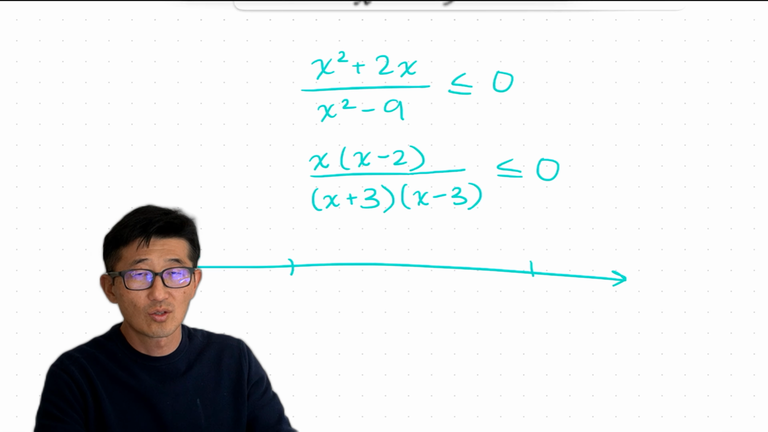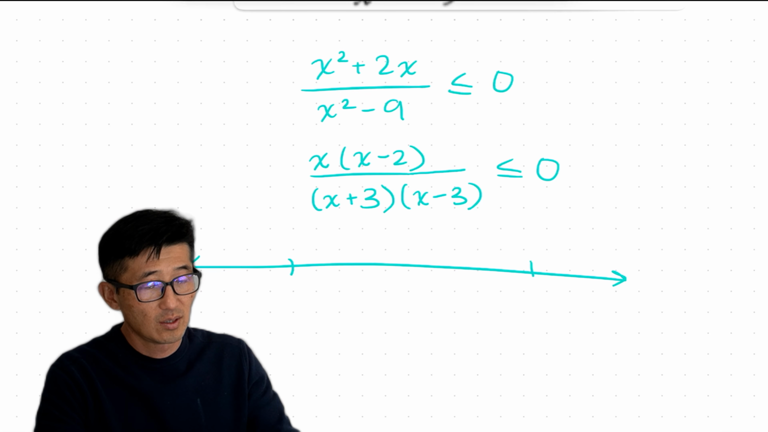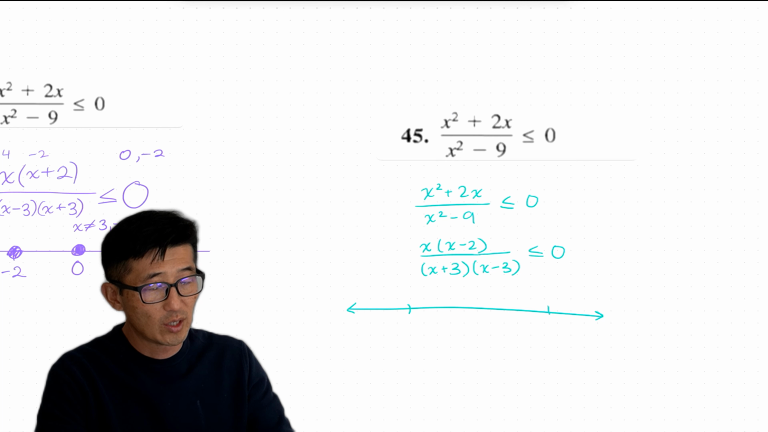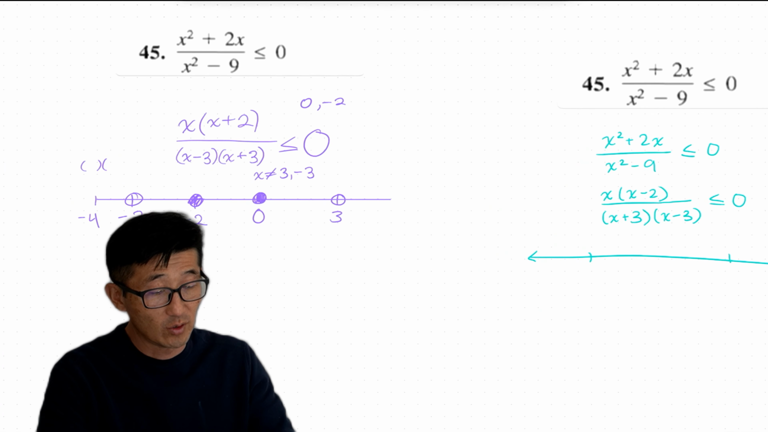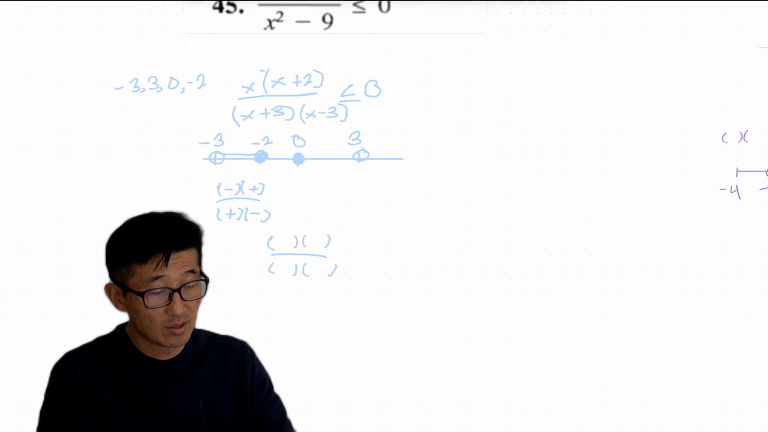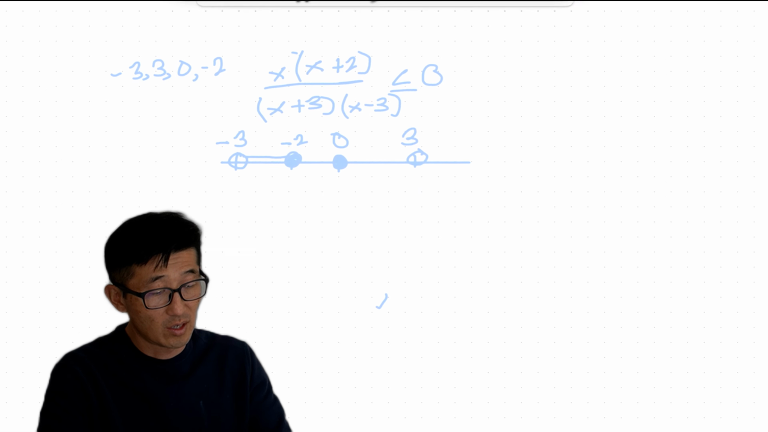Okay, so 0 and -2 are our critical numbers. We don't want 3 or negative what? 3. Okay.